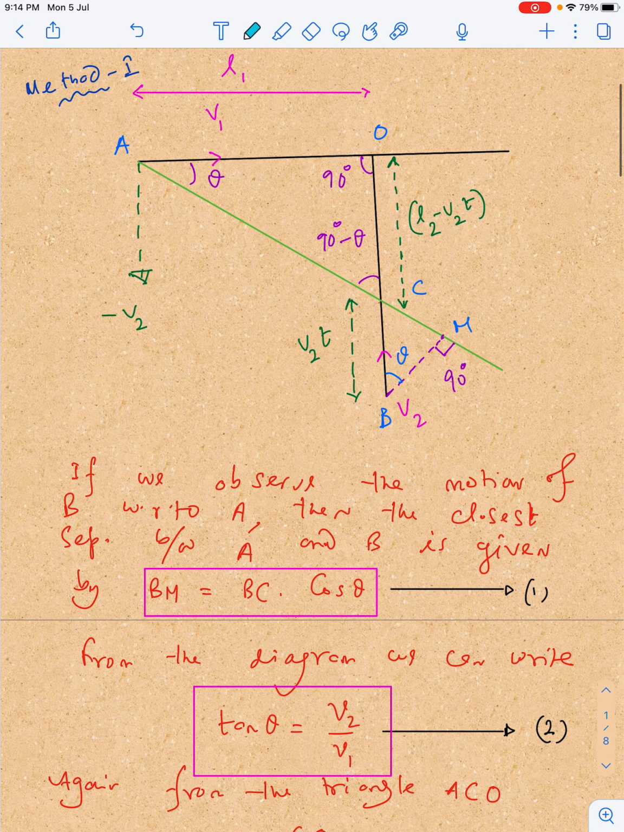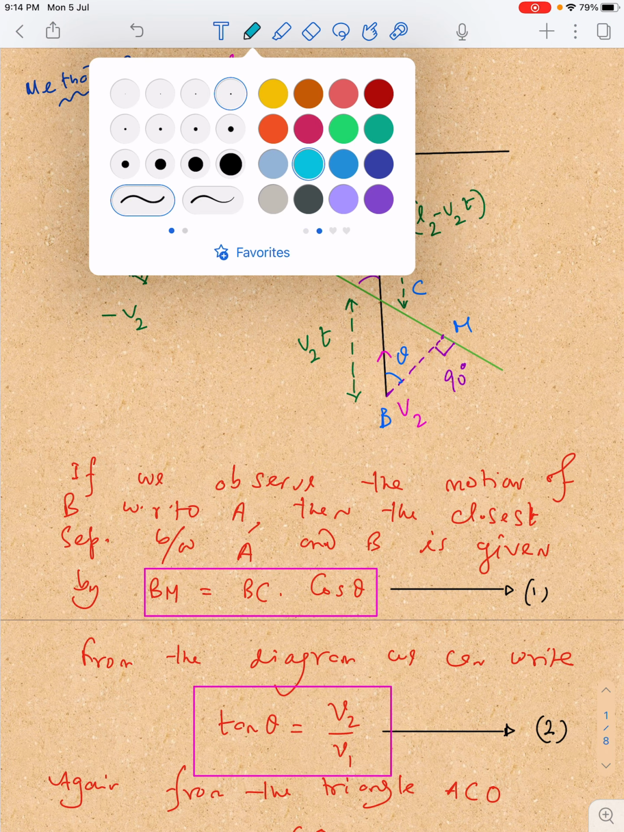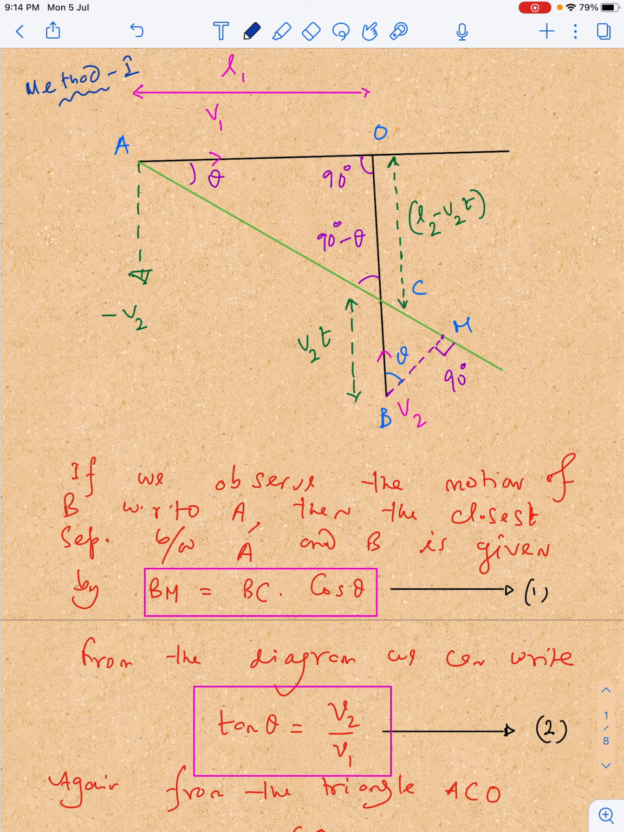So here in method 1, as you can see in the diagram, here is particle A and here is particle B. This is the common point of intersection. So we are going to visualize the motion of B with respect to A. The velocity of B with respect to A is simply equal to VB vector minus VA vector. Or vice versa, you can take velocity of A with respect to B as VA vector minus VB vector. So basically it will appear as if they are moving along this line.